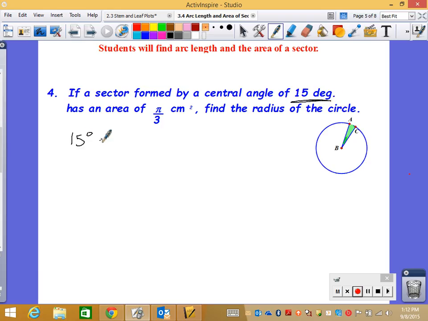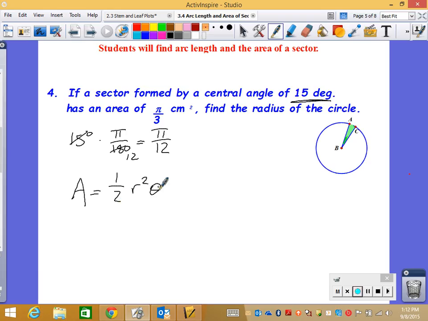So I'm going to multiply 15 by pi over 180. 15 goes into 180 12 times. So my radian measure of 15 degrees is pi over 12. Now with that, I can plug it into my formula. So I get that A is equal to 1/2 times r squared theta. So let's plug in everything I know.